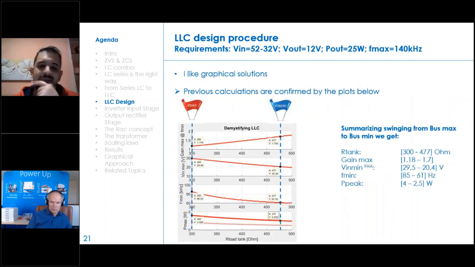This slide collects the most important notes made until now. So in the first plot, we see, to guarantee a gain of 1.7 required at minimum bus, we need to increase the tank resistor to something that starts from 300. The tank resistor is placed on the x-axis. So we increase the tank resistor to something equal to 470, I don't know, 477.